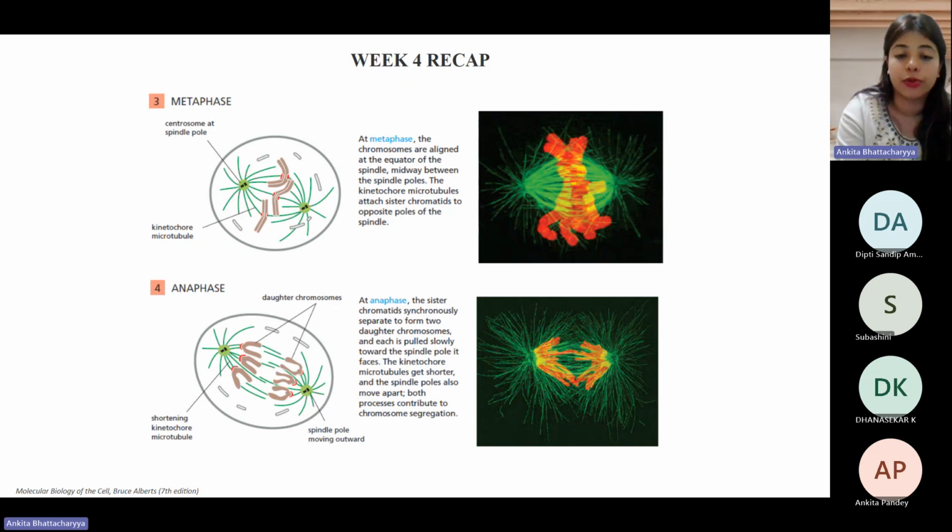The kinetochore microtubules keep on getting shorter, and the spindle poles also move apart. Both processes contribute to chromosome segregation. So this actually is described in a somewhat sub-split manner. There is anaphase A and anaphase B. During anaphase A, the sister chromatids start moving in opposite directions, and that is accompanied by shortening of the kinetochore microtubules that were attached to the chromosomes. So the movement is occurring because the attached microtubule has started to dissociate.